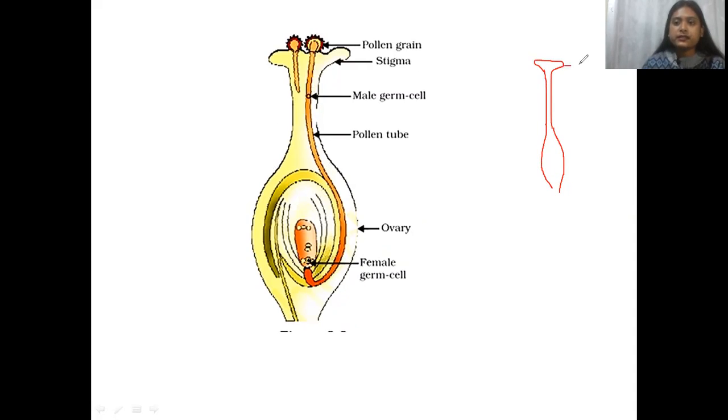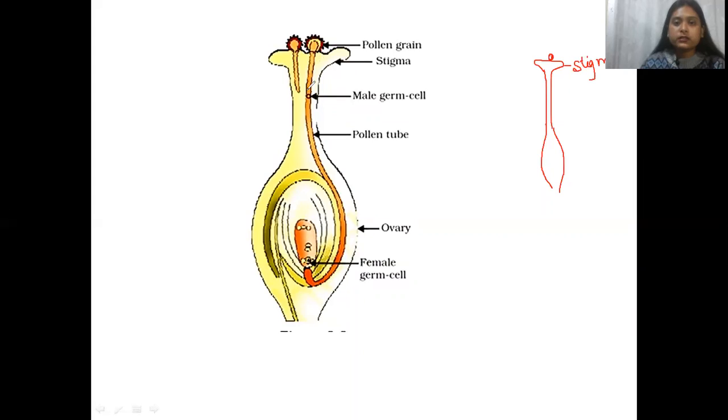So what happens, this is the stigma. The surface of the stigma of a gynoecium is a bit sticky, so that the pollen grains, which will form the male gametes later on, get attached to this sticky substance present on the stigma. After that, this pollen grain will start to germinate, as shown in this diagram.